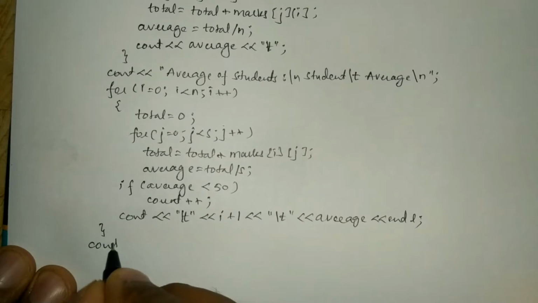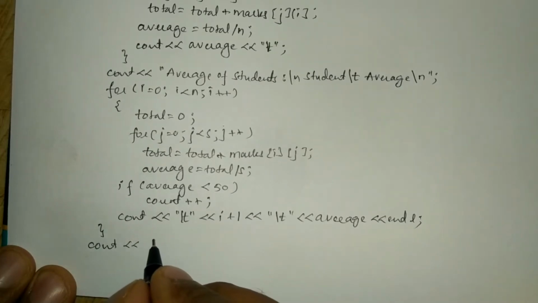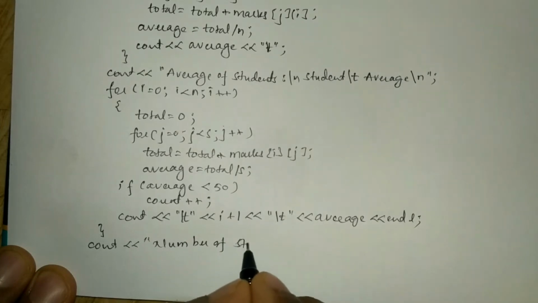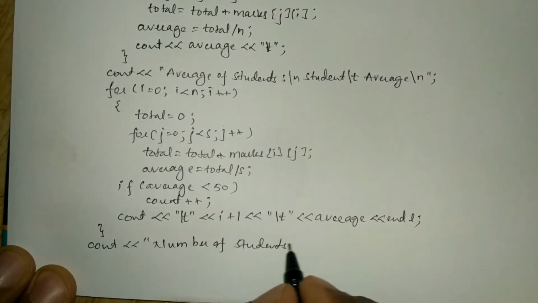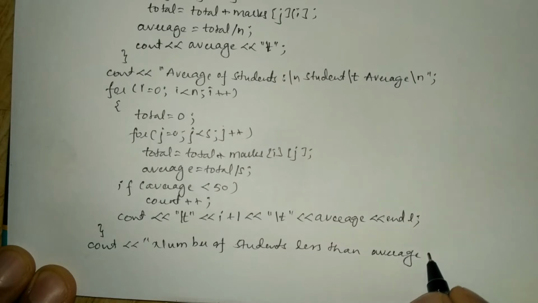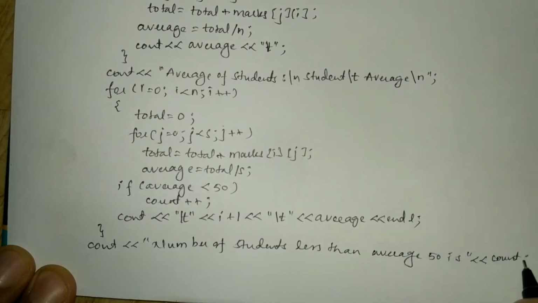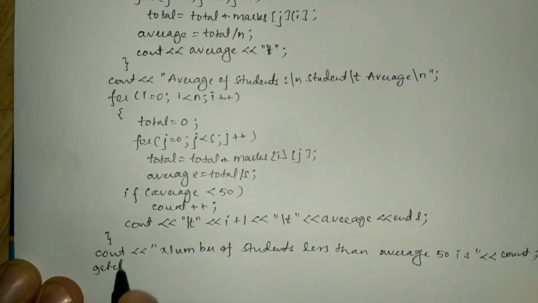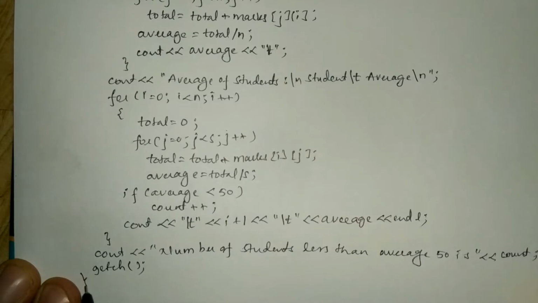And now we'll write cout stream insertion operator, and in a double quotation mark I'm going to write number of students less than average 50 is, and the double quotation mark. Here the value will be stored in count, so I'm going to write count and put semicolon. And now we are going to write here getch function and then curly closing brace.